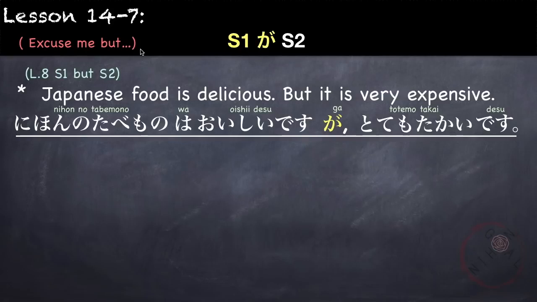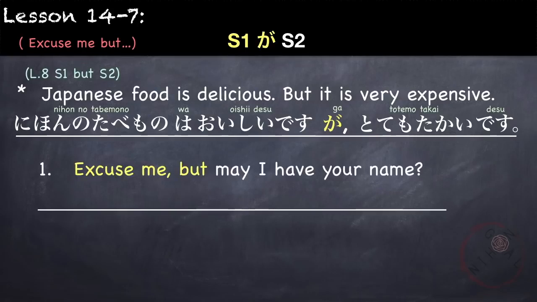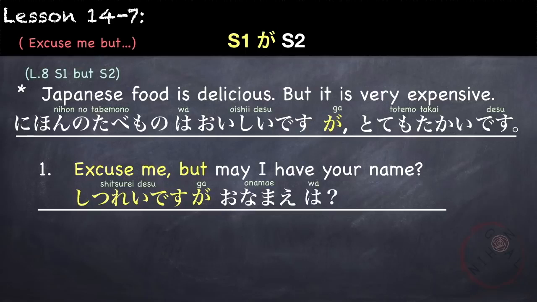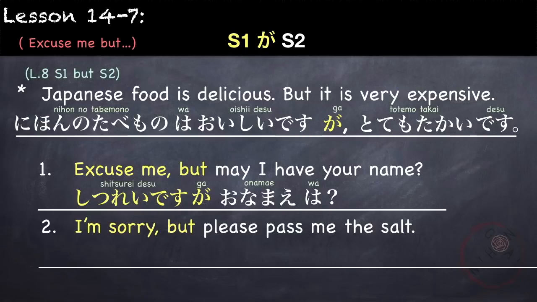or 失礼 or すみません as an opening line to get the listener's attention when you are asking for a favor. For example, excuse me, but may I have your name? 失礼ですがお名前は。Another example, I'm sorry, but please pass me the salt. Or, excuse me, but please pass me the salt.